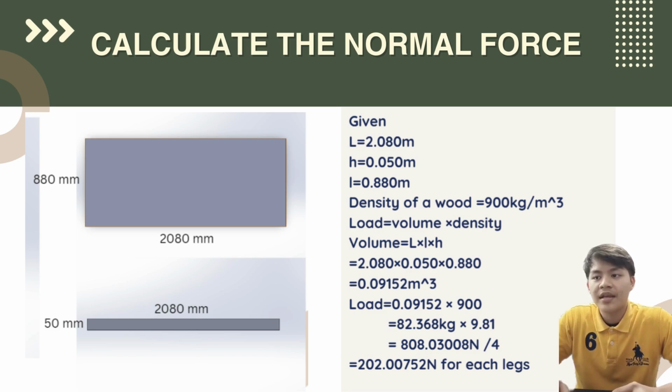The load is 0.09152 multiplied by 900, and we get 82.368 kilogram, and we multiply by 9.81, which is the gravity, and we get 808.03008 Newton. And in order to find the force in each leg, the workbench has 4 legs, and the force is spread equally over all of them, so we divide by 4, and the answer we get is 202.00752 Newton.